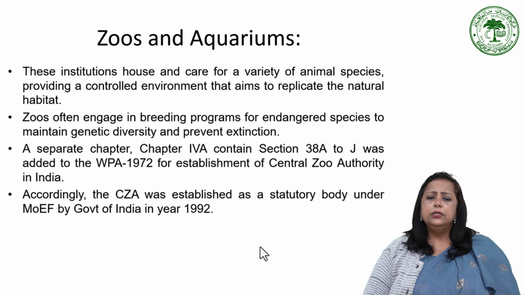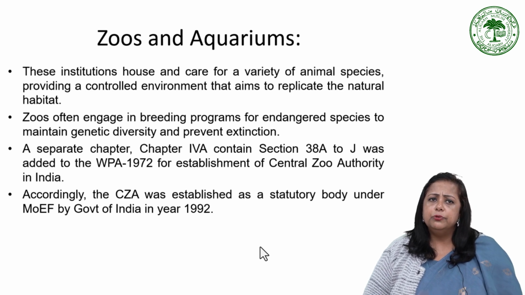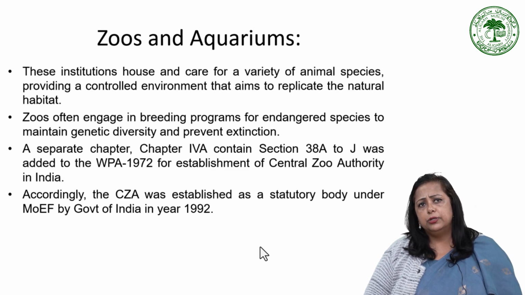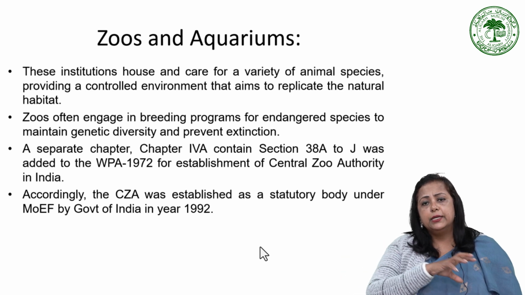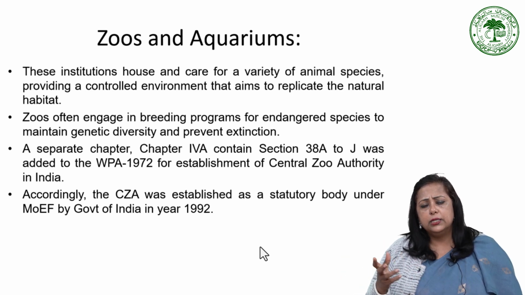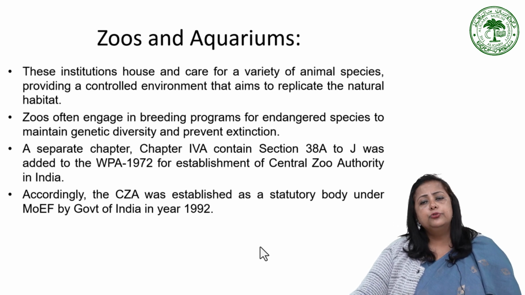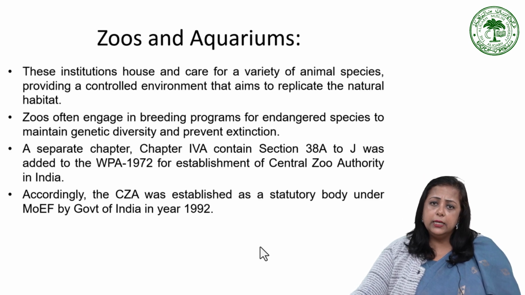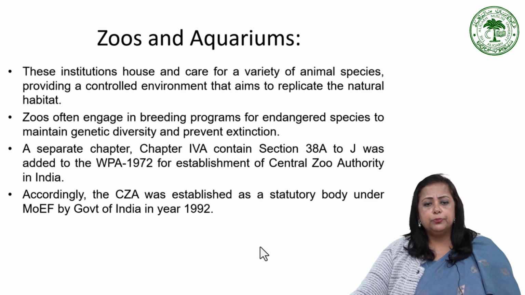Zoos actually started around 5,000 years before Christ, and basically we used to have private zoos. People used to collect animals, bringing animals from different places. There was no law, nothing. So that is how the concept of zoos started. They did not have recognition. Those who wanted could keep animals. Most of the zoos were private zoos.